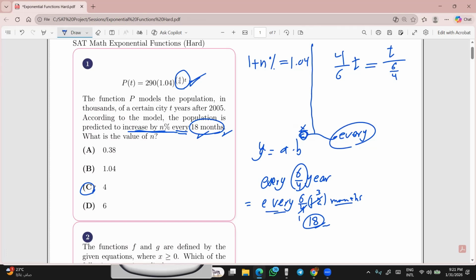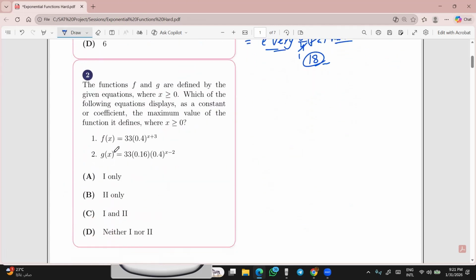So now we are talking about the same. So we are not worried about this. 1.04 is the same as 1.1 plus n%, which gives us n as 4. And that's how to reach the answer.